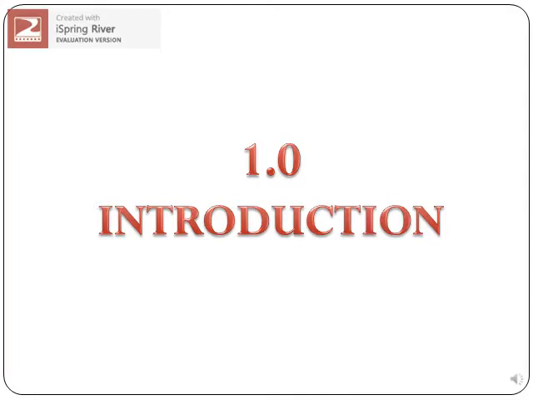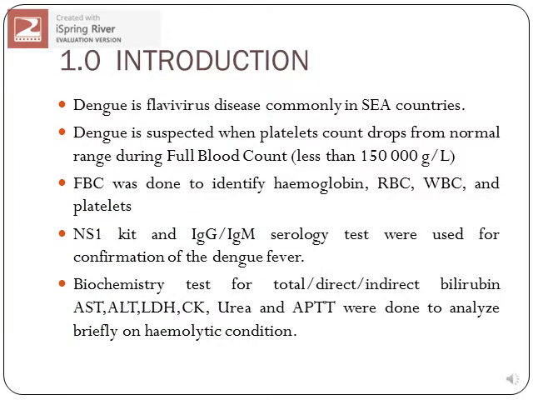Introduction. First of all, what is dengue? Dengue is a flavivirus disease that is commonly found in Southeast Asian countries. Dengue is suspected when the platelet count drops from the normal range during full blood count tests, where the count is less than 150,000 per microliter.